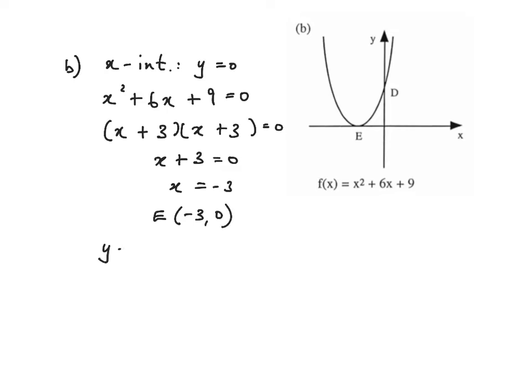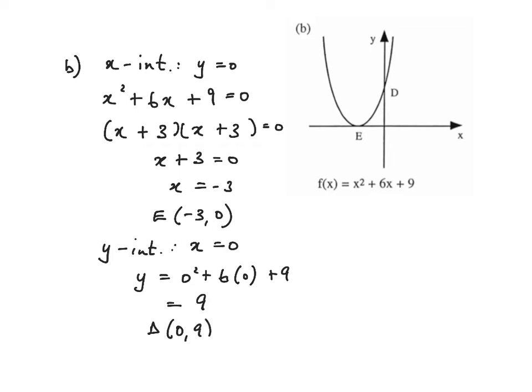The y-intercept occurs when x equals 0. So y equals 0 squared plus 6 times 0 plus 9. The coordinates of the point D then are 0, 9.